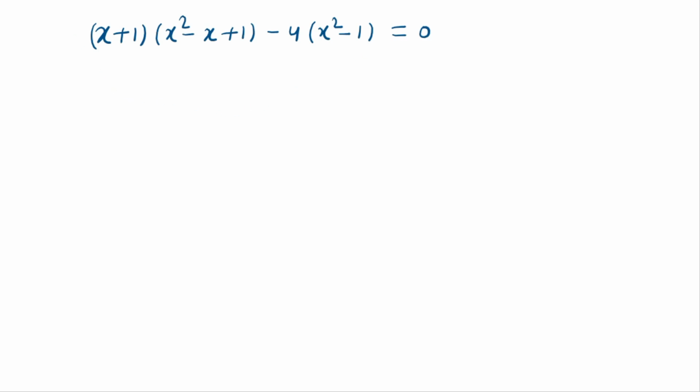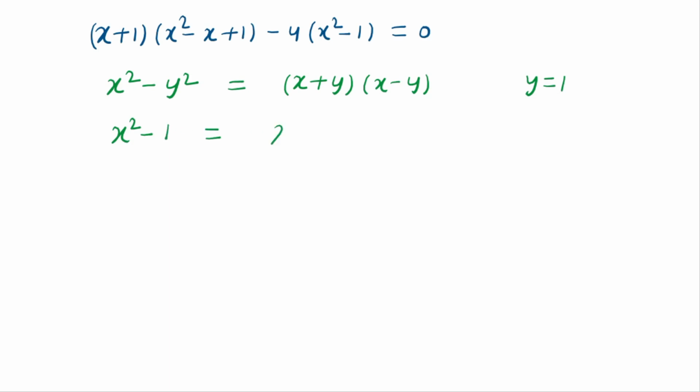We know the algebraic identity of the difference between two squares: x square minus y square equals x plus y times x minus y. Now if we substitute y equals 1, then x square minus 1 square, and 1 square is 1, and this equals x plus 1 times x minus 1.